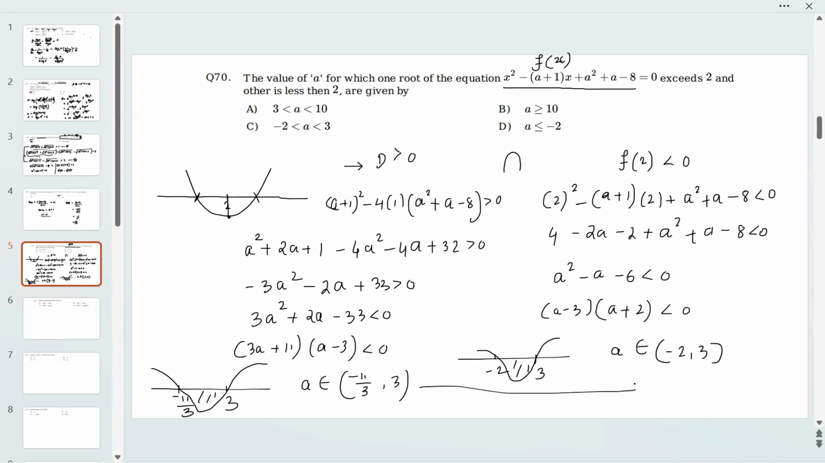Please note, we have to take intersection of both these answers. If you can see the intersection directly, then we can easily write the final answer. a belongs to minus 11 by 3, which is basically 3 point something. So if we take the intersection, it will come to minus 2 to 3 finally. Please check this intersection. So a in minus 2 to 3 means option C.